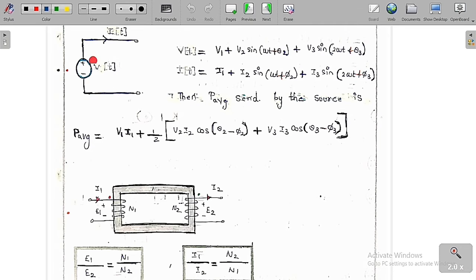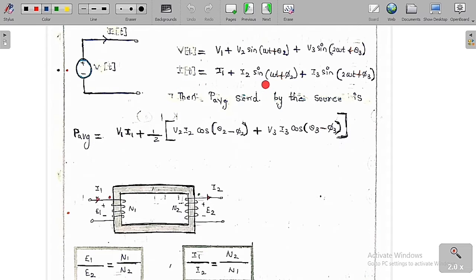So let me take a simple diagram here. This is the voltage source V of t, and this is the current I of t passing through this voltage source. Let me assume V of t is equal to V1 plus V2 sine of omega t plus theta 2, plus V3 sine of 2 omega t plus theta 3. Like this we are going to get here. This is also 2 actually, but I have written it wrong. This is 1, 2, 3, okay, it is also 3.